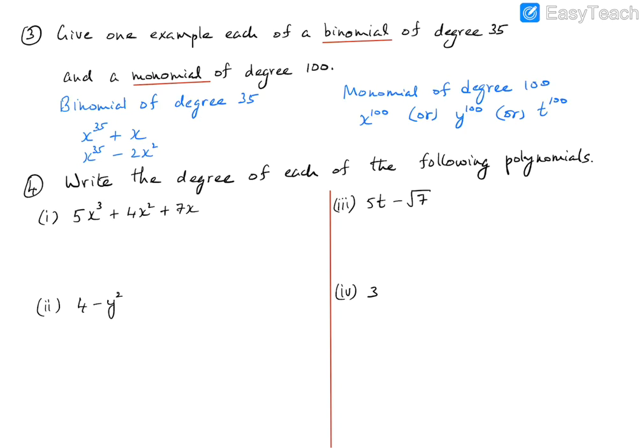Okay, now coming to the next question, we have to find the degree for each of the following polynomials. Again, the definition for degree is the highest power of the variable in the given polynomial expression. So what is the highest power in each of these expressions? For the first polynomial, 5x power 3 plus 4x squared plus 7x, the highest power is 3. So for the variable x, the highest exponent is the number 3, and therefore the degree here is 3.